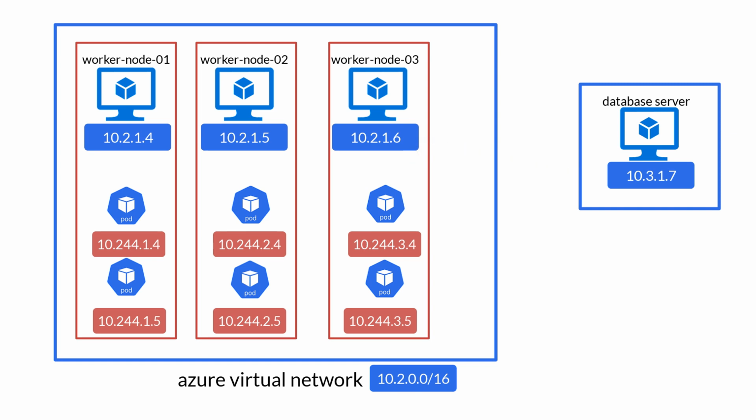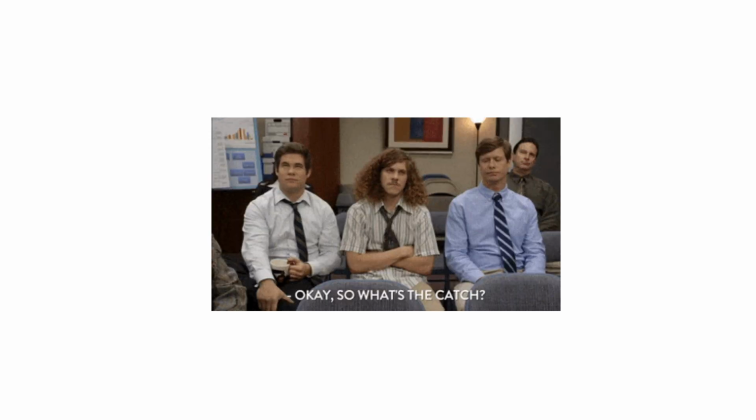If we need to come the other way around, let's say for example, the database server needs to talk to the pod IP directly, that would not be possible with the Kubenet networking model. However, there are other ways to resolve this using services and ingress controllers, which we'll cover in the upcoming videos. Okay, this sounds great, but what's the catch?